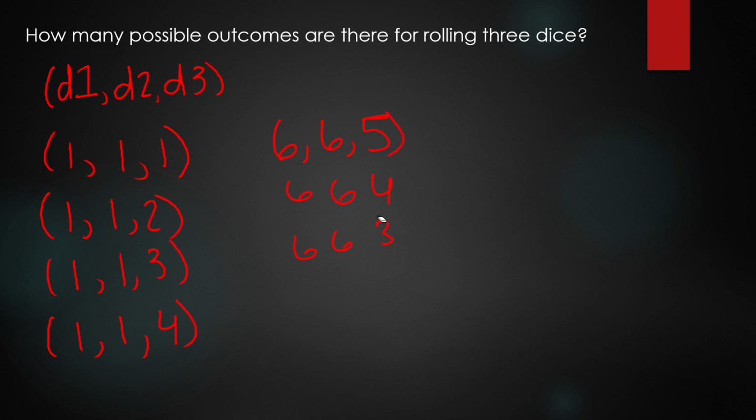So the easiest way to solve these problems is to take each event, see how many outcomes there are, and multiply them together. So if I go back to my dice 1, dice 2, and dice 3, right? For my first dice, I could roll 6 different numbers. For my second dice, I could roll 6 different numbers. And for my third dice, I could also roll 6 different numbers. So now let's multiply all of these together.